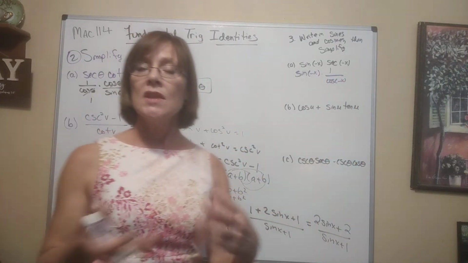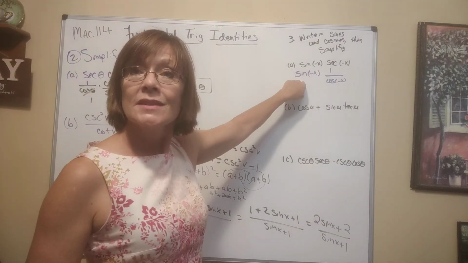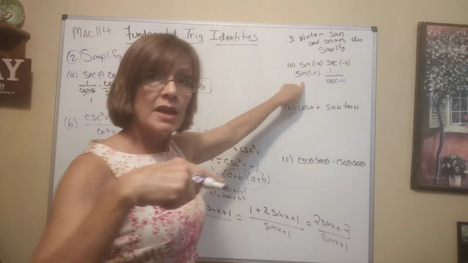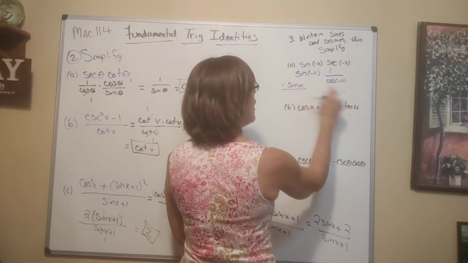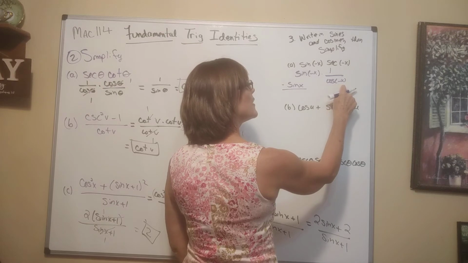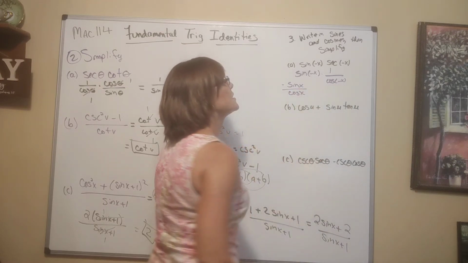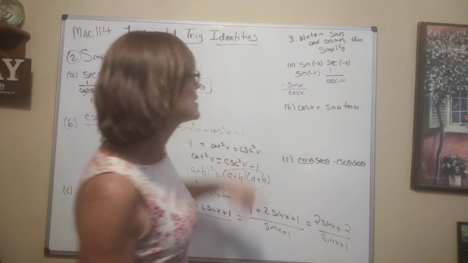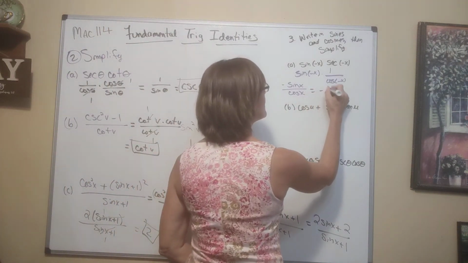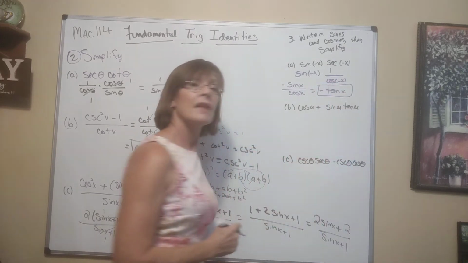But we saw those negative properties, right? We know that the sine of negative x is really equal to negative sine of x, and the cosine of negative x is really equal to just the cosine of x because it's an even function. So we know that negative sine of x over cosine x is the same thing as negative tangent of x, and that simplified to that.